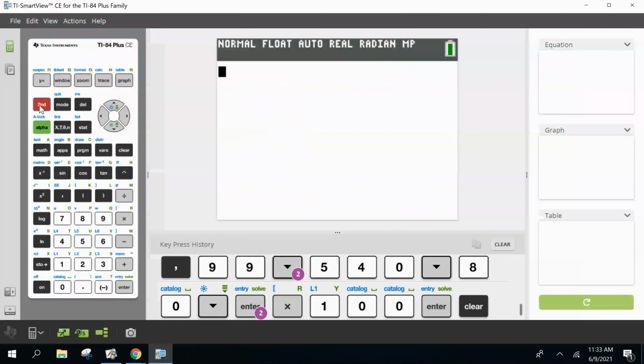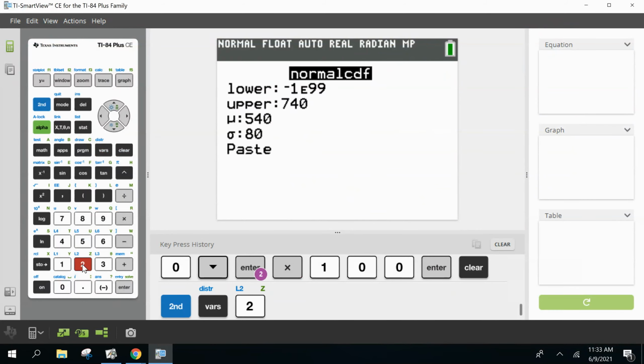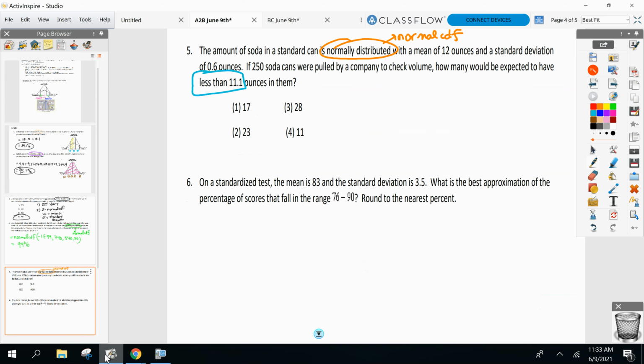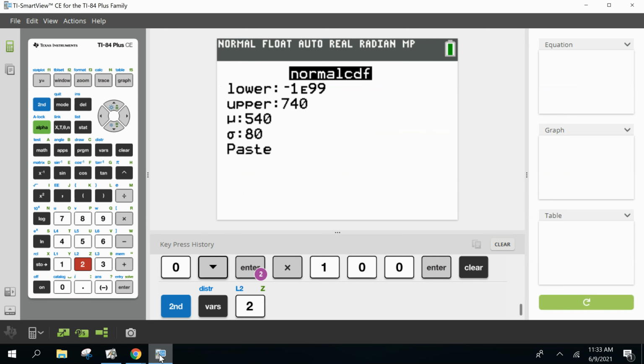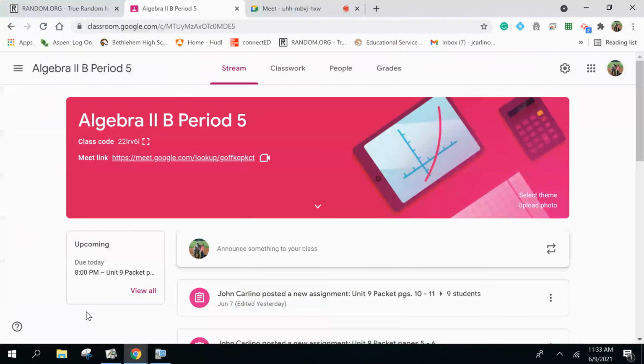Let me start calling on kids. Let me get the second vars, number 2. Can you guys help me out? What's going to be the lower and the upper here, if my range is less than 11.1? That's my first question. What's your range? Less than 11.1. What's my lower and my upper going to be?